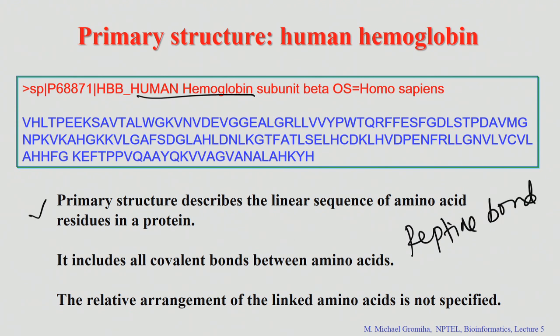So, we know all the covalent bonds between all the amino acids, but the relative arrangement of these amino acids is not specified; we do not know where they are located. So, we know only the combination and the covalent bonds.